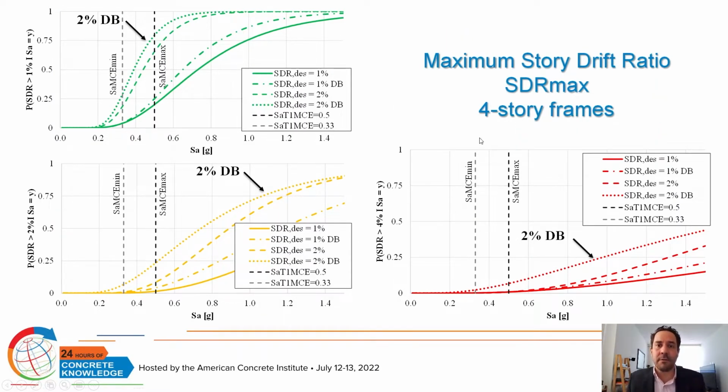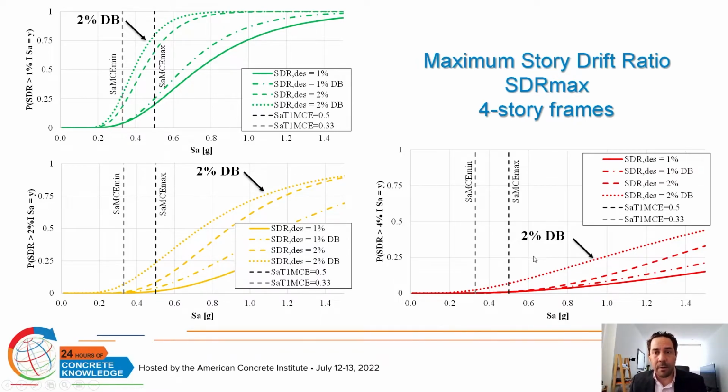The fragility curves for the maximum story drift ratio of the first story frames look like this. Each of the figures shows the probability of exceeding different levels of story drift ratio. So the green curve is for 1%, the yellow curve for 2%, and the red curves for 4%. Highlighted in each of these figures are, let's say, the weaker buildings, which are those designed for a 2% story drift ratio and deep beams.